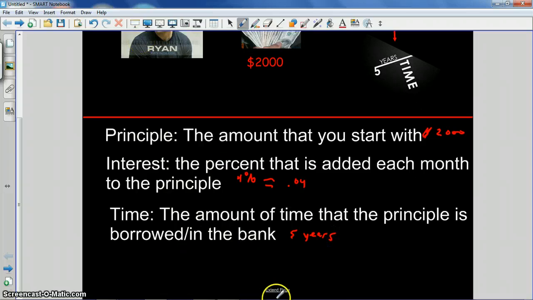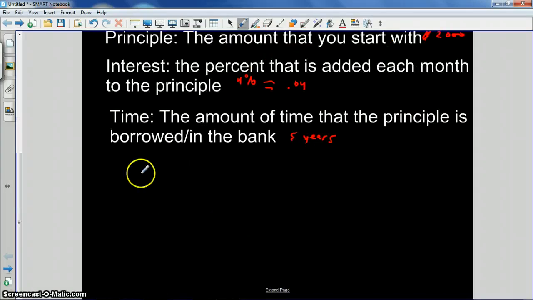So the formula for doing this is basically what we need to do is find percent of a number. Percent of means to multiply. So to find 4% of 2,000, you would do 2,000 times 0.04. So the first part of our formula, and this is for interest, I'm going to put I, and I is interest. The first thing we got to do is take our principal, P for principal.